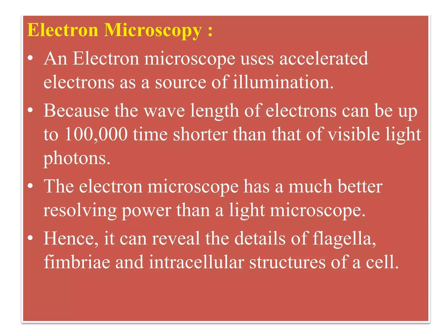Electron microscopy. An electron microscope is another type of microscope. An electron microscope uses accelerated electrons as a source of illumination. Because the wavelength of electrons can be up to 1 lakh times shorter than that of visible light photons, the electron microscope has a much better resolving power than a light microscope. Hence, it can reveal the details of flagella, fimbriae, and intracellular structure of a cell.